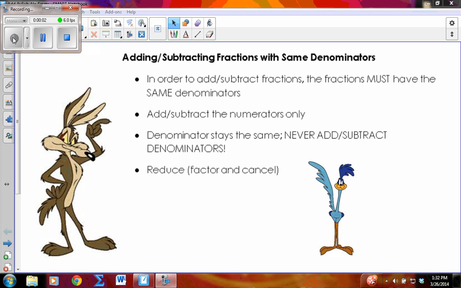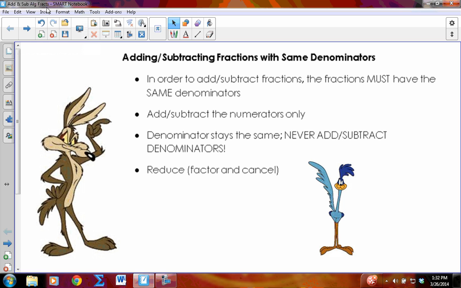Okay, today we're going to do adding and subtracting fractions, and we're only going to do this today with the same denominator, so they will already have a like denominator. Keep in mind that in order to add and subtract fractions, the fractions must have the same denominator, okay? If they don't, you have to get them to be the same.